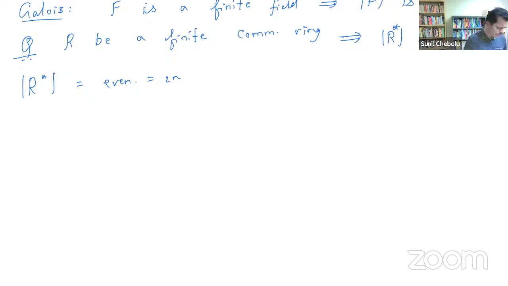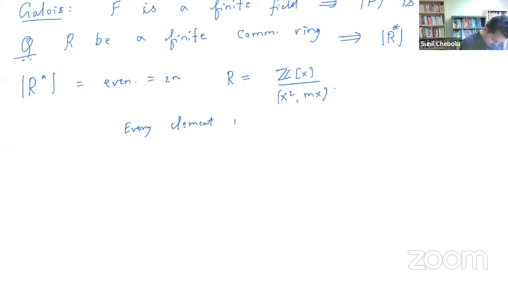There are many examples you can take, but the one I'm going to give you is this one. Take R to be the polynomial ring Z adjoin X modulo (X squared, mX). This is a ring, and every element in this ring is of the form a plus bx.